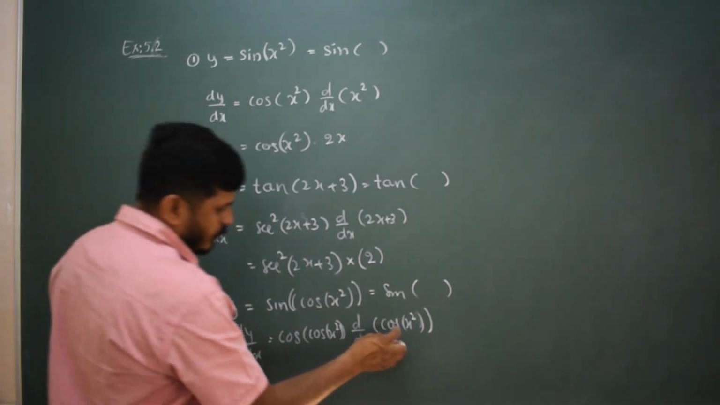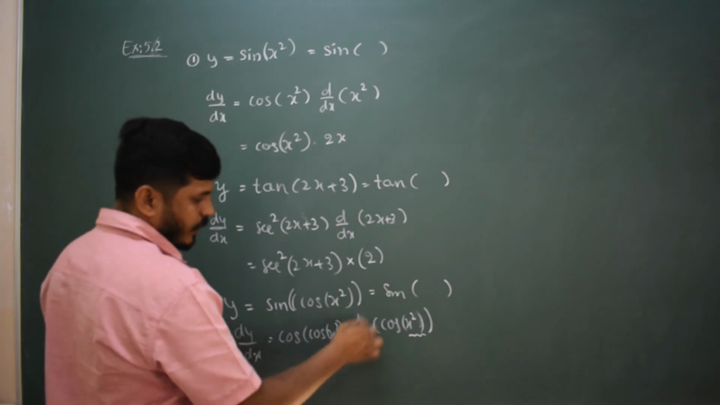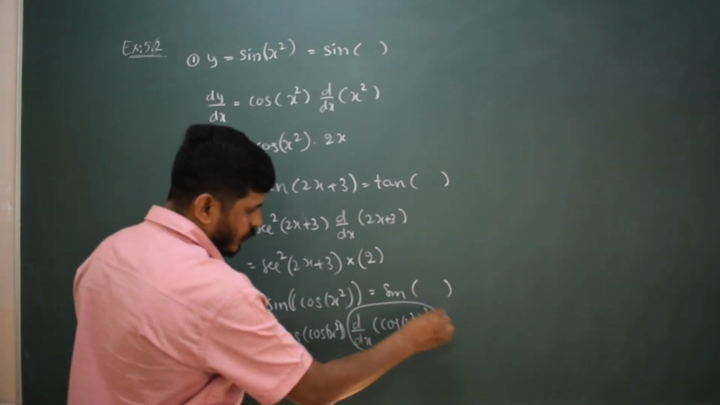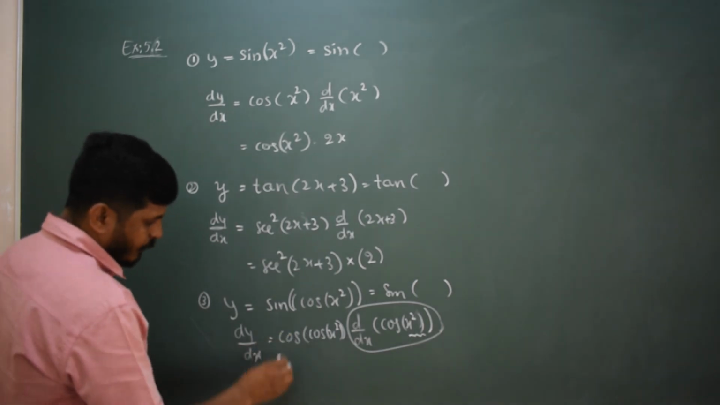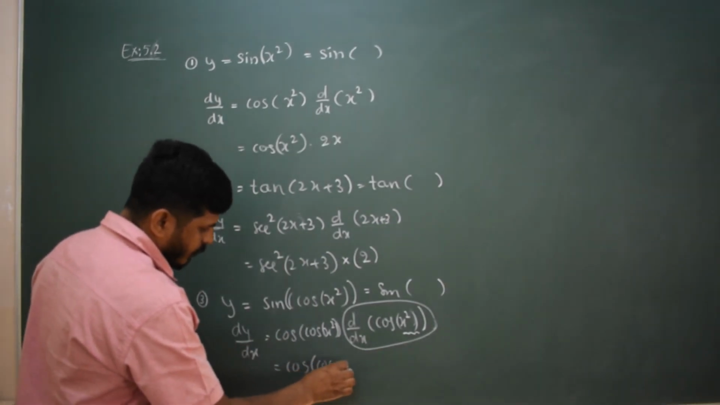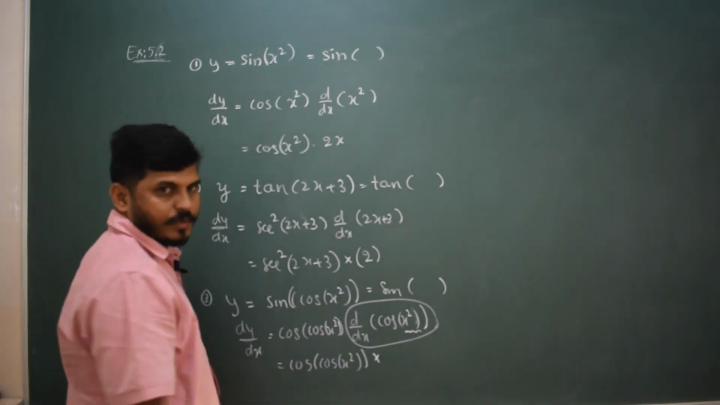Again read here as cos of something. While differentiating, again you have to make use of the chain rule here. For this function, I have to make use of the chain rule. This differentiation is over here, that is cos of cos x square. Now I have to think about the differentiation of this.